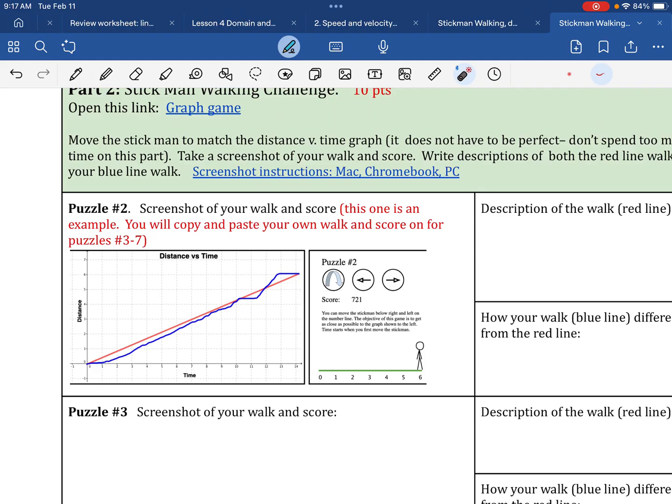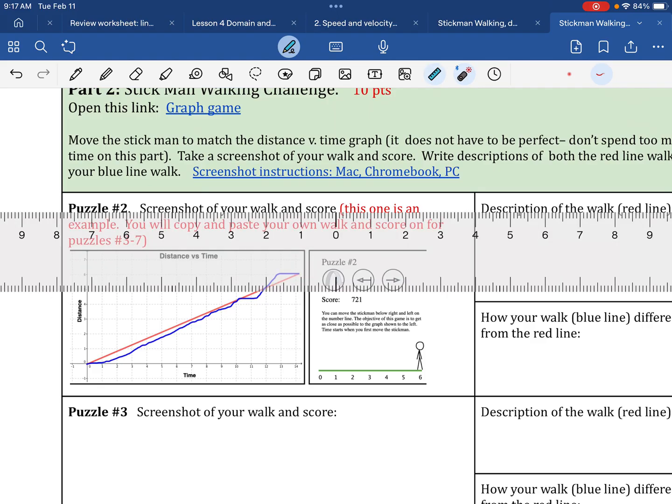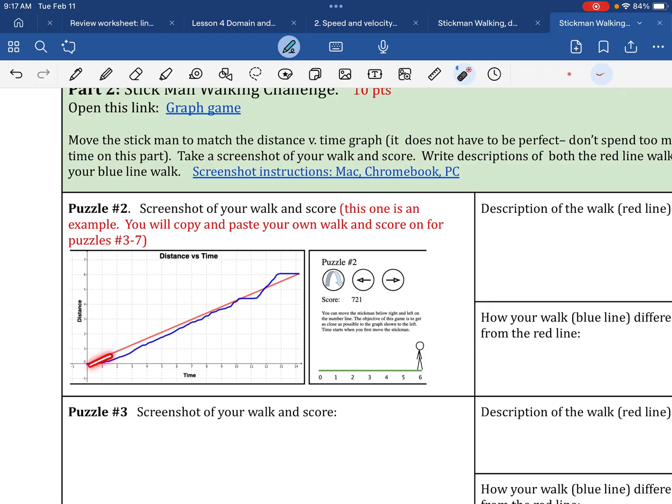So here, the red line is what's given. And then as you take your person, the person starts over here, and you move that person at a rate that will make this blue line here, you try to match it to the red line. So you can see I did pretty good. I got it pretty close to the red line.